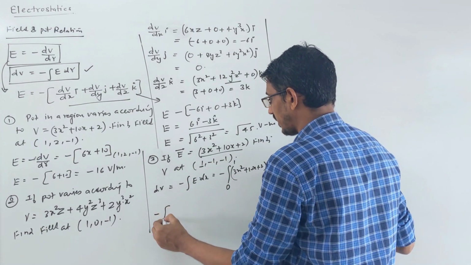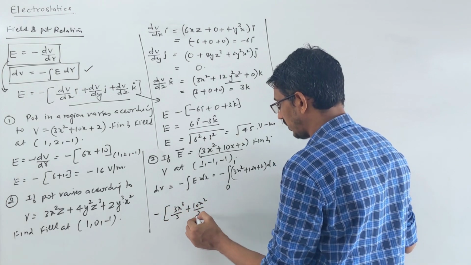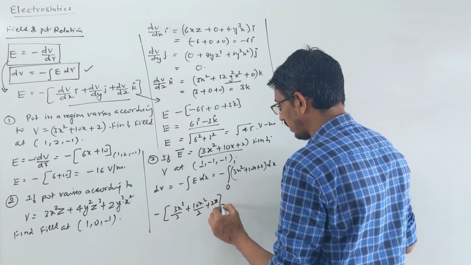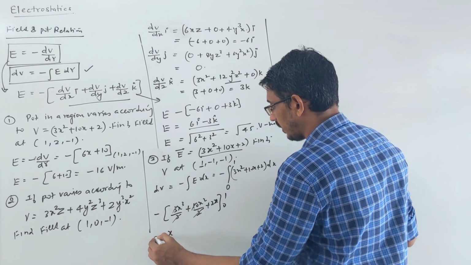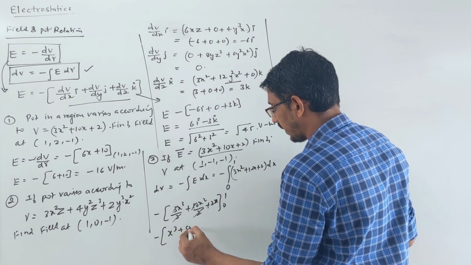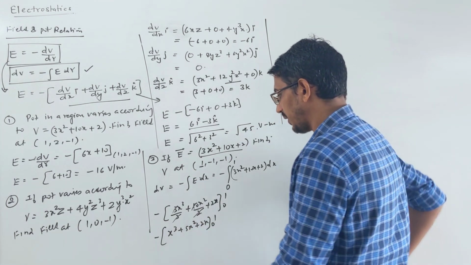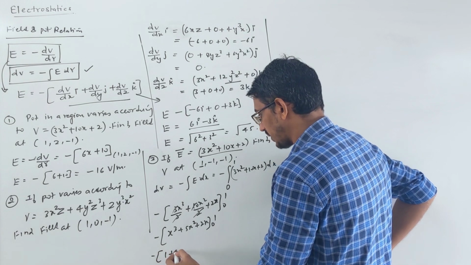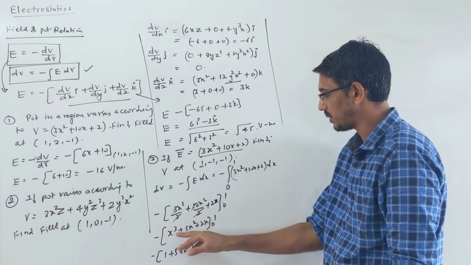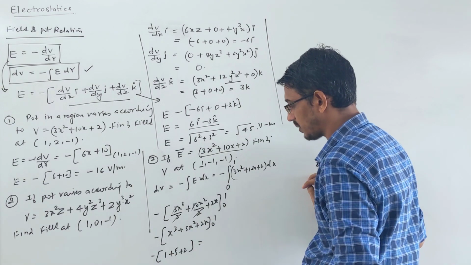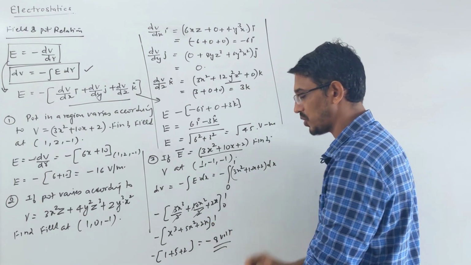So when you integrate this, minus outside, 3x square becomes 3x cube by 3 plus 10x square by 2 plus 2x. This is your integration, right? Okay, 3 cancels, 10 by 2 goes 5 times, so you write minus outside x cube plus 5x square plus 2x, from 0 to 1. If you put 1 here, then minus outside, this becomes 1 plus 5 plus 2, and when you put 0, everything becomes 0. So this becomes 1 plus 5 plus 2, it becomes 8, so minus 8 volt, that's your potential.